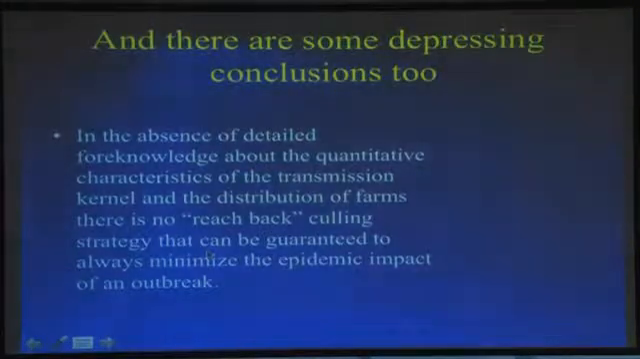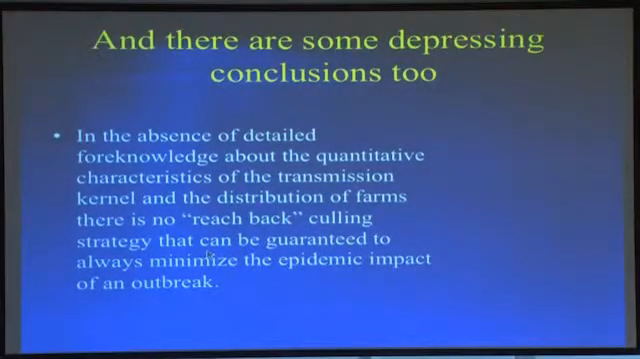Next slide, probably the last slide, I think. So there are some depressing conclusions too. And this is where I'm going to finish. In the absence of detailed foreknowledge about the quantitative characteristics of transmission, particularly the shape of that straw hat, and the distribution of farms, in other words, that map, and you cannot get maps of where the farms are, believe it or not, there is no reach-back culling strategy that you can guarantee to a policymaker will always be optimum in terms of any of these definitions of success. There just isn't.